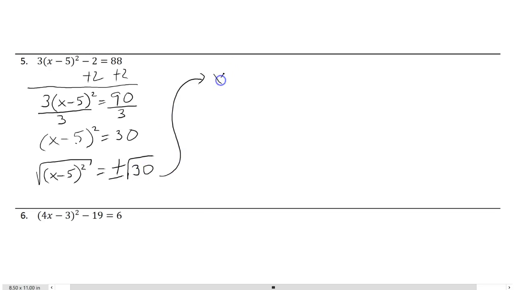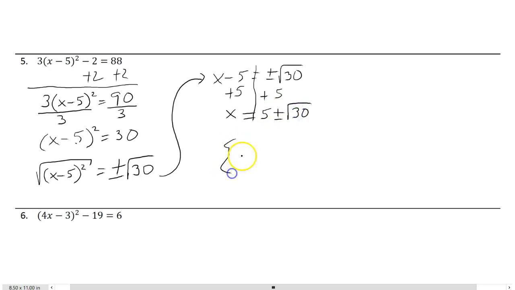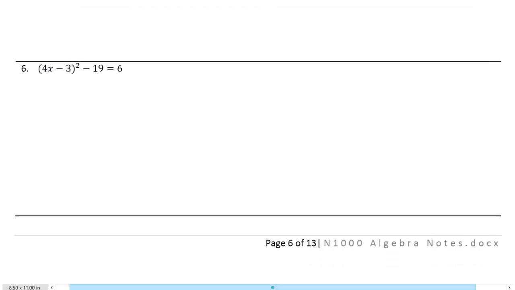We have x minus 5 equals plus or minus the square root of 30, but we are not done because x still needs to be isolated. So add 5 to both sides. X equals 5 plus or minus the square root of 30. The two solutions are 5 plus the square root of 30 and 5 minus the square root of 30. Now pause the video and try the last example yourself.